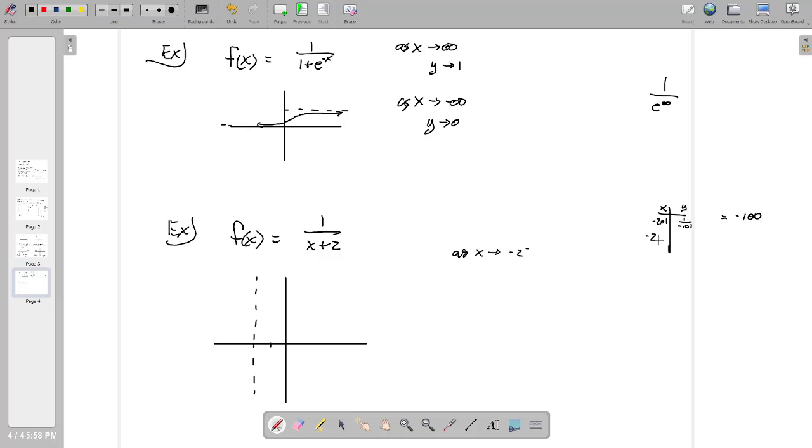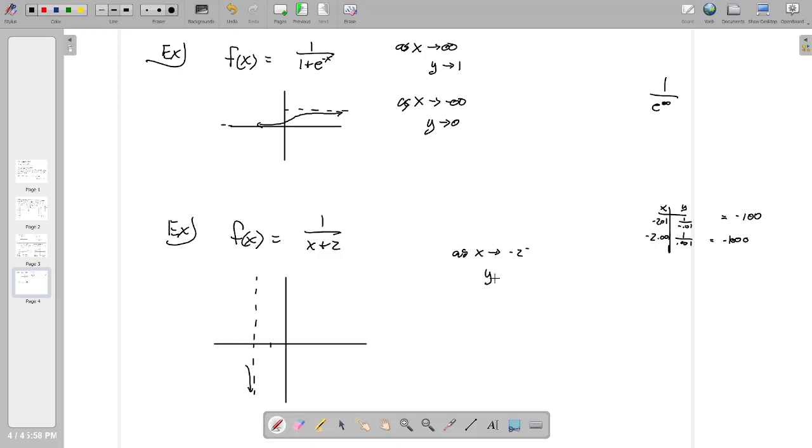If we had a -2.001, same idea. -2.001 plus 2 is -0.001 in the denominator, and this is equal to -1,000. And we can continually do this, but you can already see the pattern. The y value is going to be increasing in the negative direction without bound. So as our x values get closer and closer to -2 from the left side, our y value is going to -infinity, something like this.